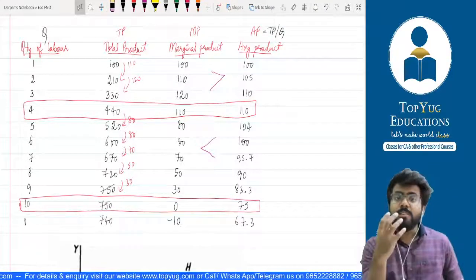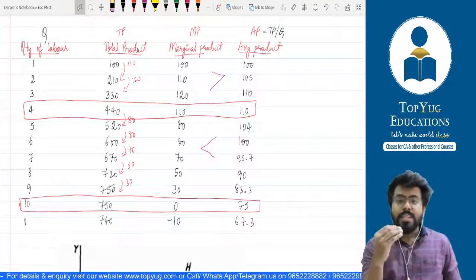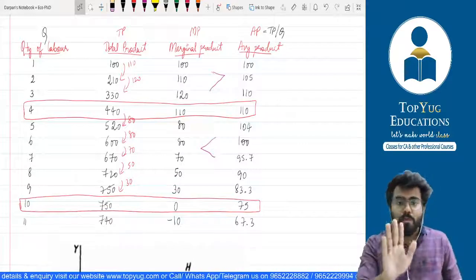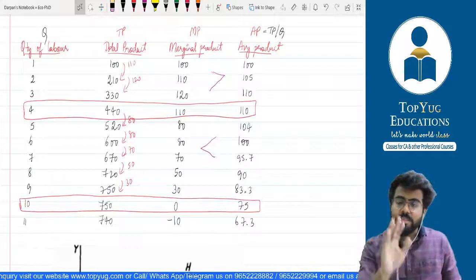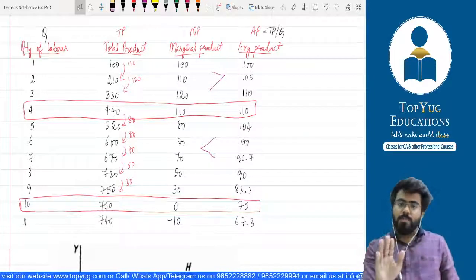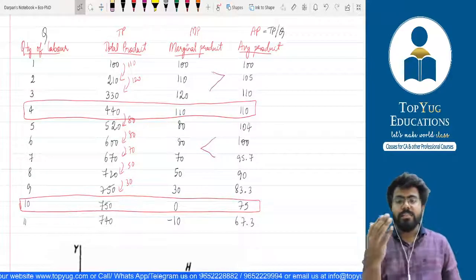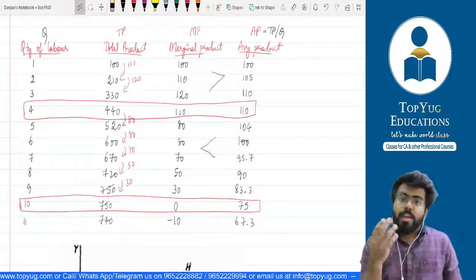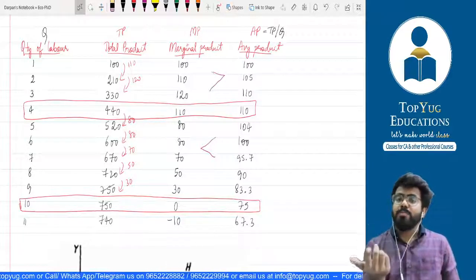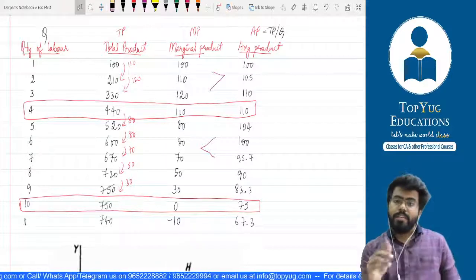TP is increasing at a decreasing rate. MP is reducing, but it is still positive. It is declining, it is falling, but it is still positive. AP has started to decrease, but that will obviously be positive. Which is greater between MP and AP? AP will be greater than MP.